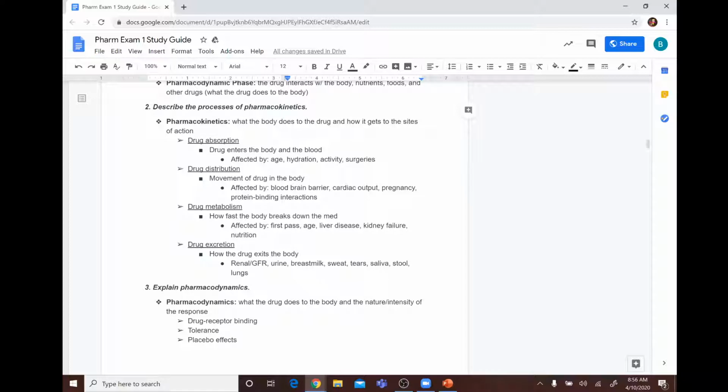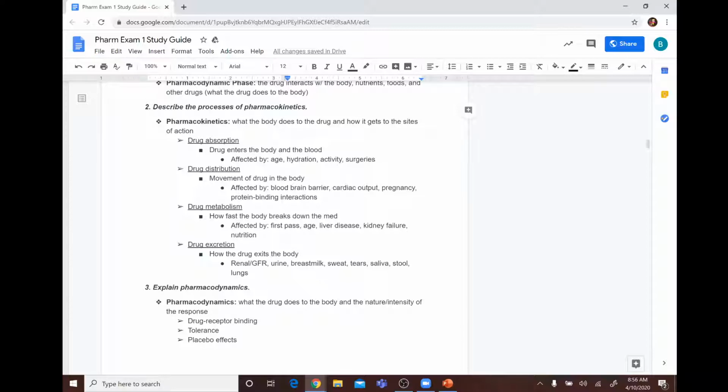What is drug absorption? Drug enters the body and the blood. What is drug absorption affected by? Age, hydration, activity, and surgeries. What is drug distribution? Movement of drug in the body. What is drug distribution affected by? Blood-brain barrier, cardiac output, pregnancy, and protein-binding interactions.